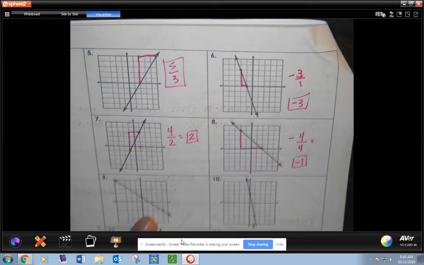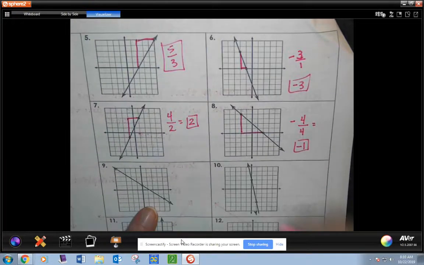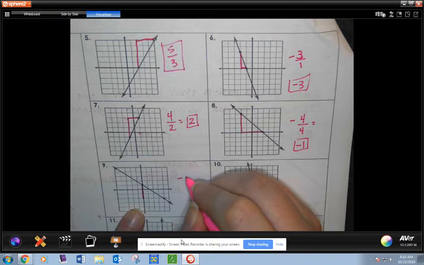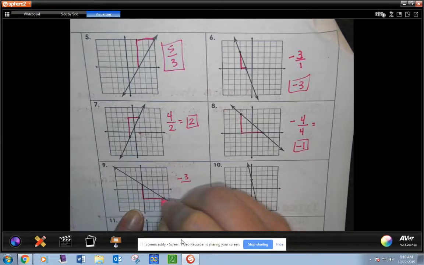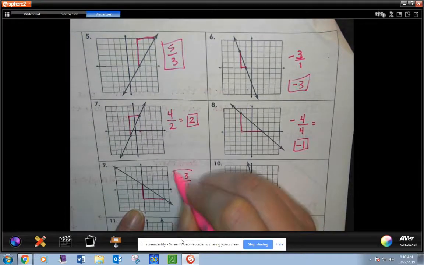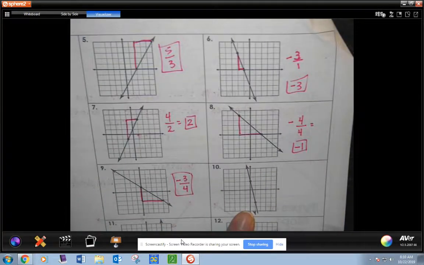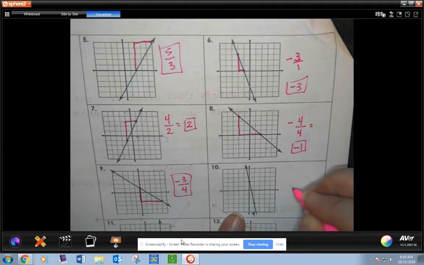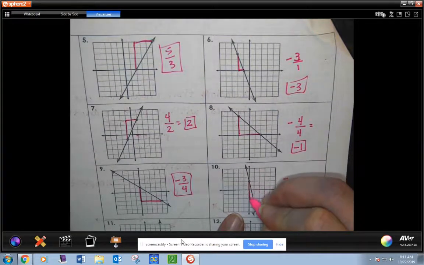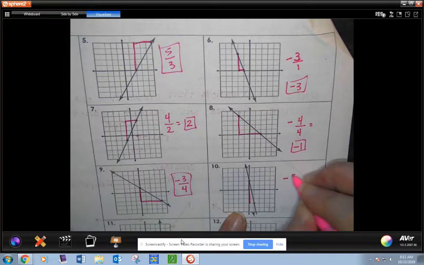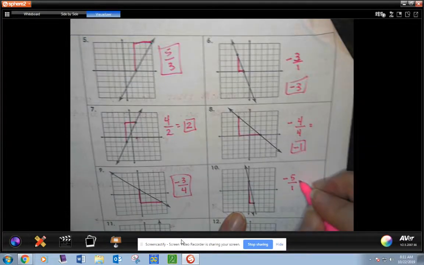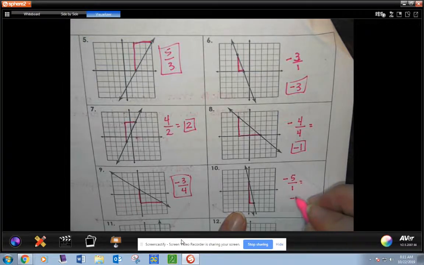Okay, 9, is it positive or is it negative? Negative, how many did we end up dropping? 3, how many did we end up running? 4. Okay, negative 3/4, can it simplify? Nope. 10, positive or negative? Negative, it's a really steep negative. So how many do we end up dropping? 5, how many do we end up running? 1. Negative 5/1 will simplify to negative 5.